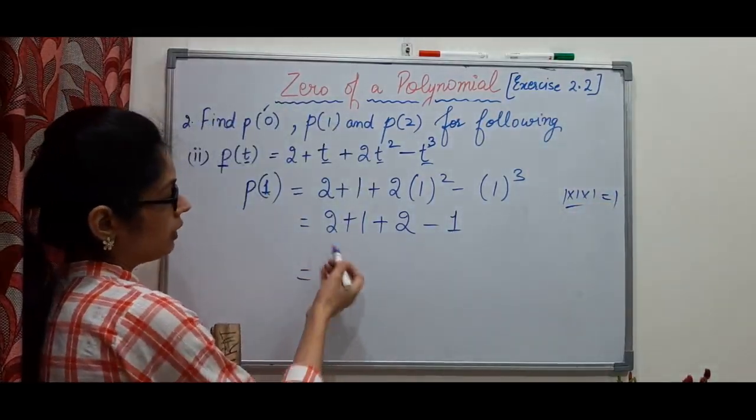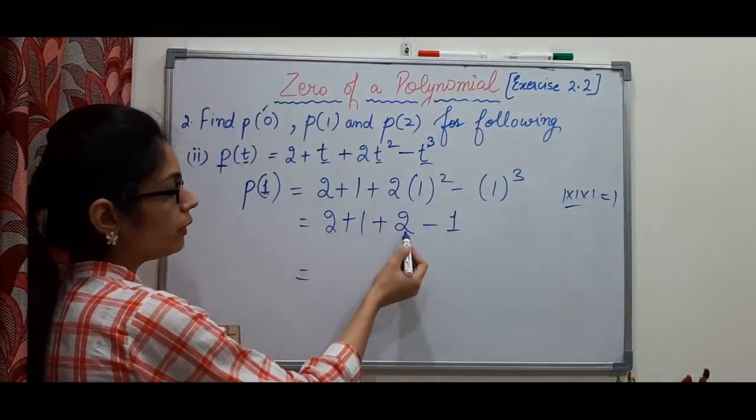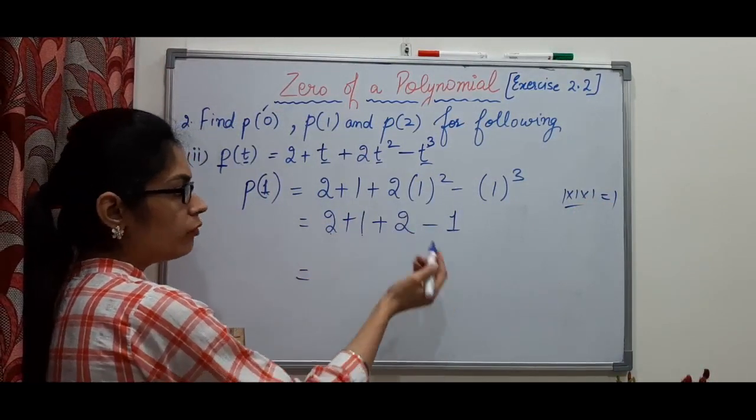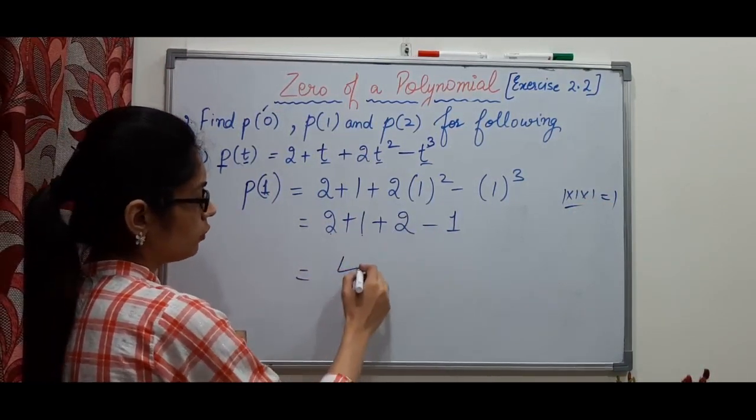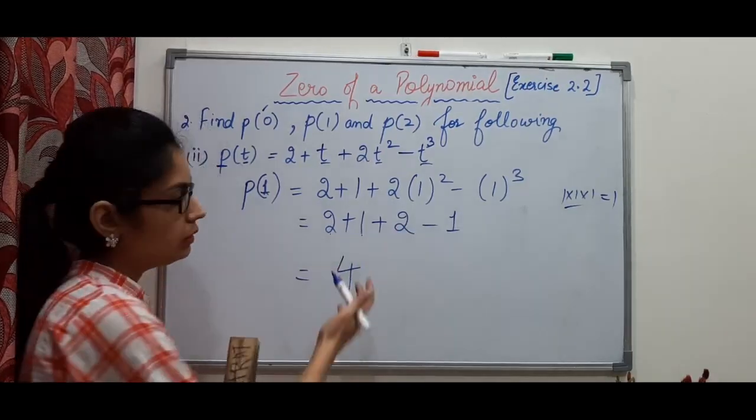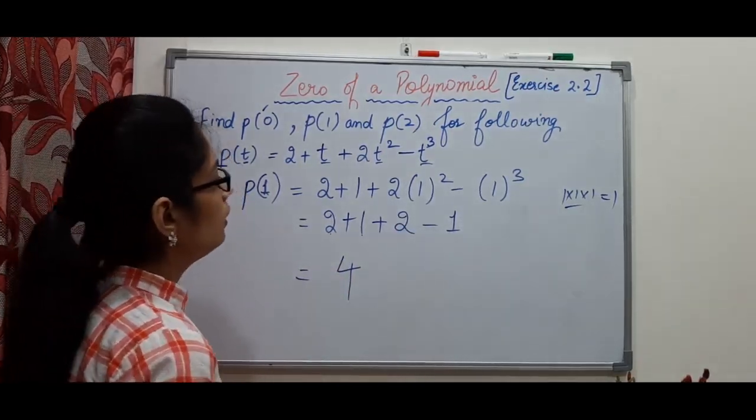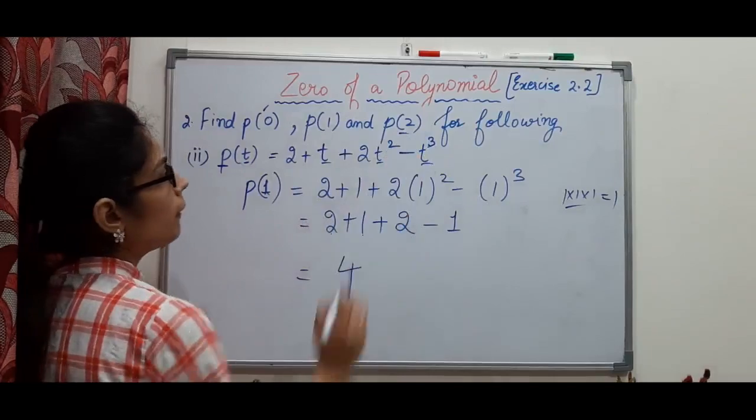Now let's do its addition. 2 plus 1 is 3, 3 plus 2 is 5, 5 minus 1 is 4. Simple, you have to do it. Now let's do it for P2.